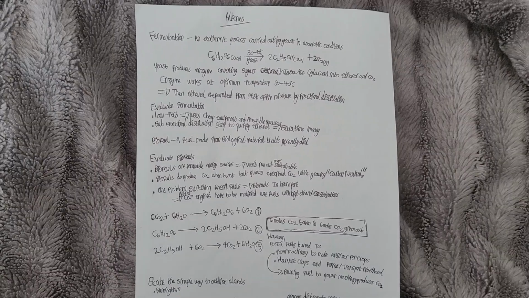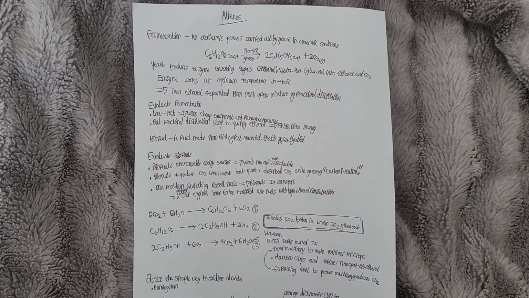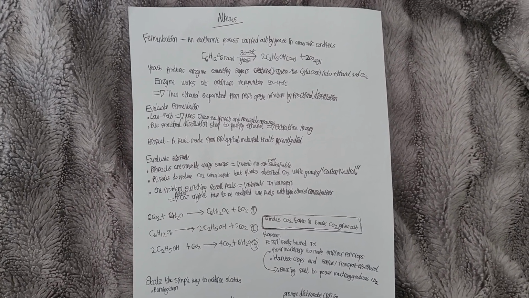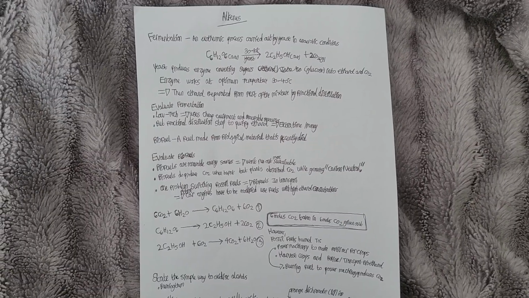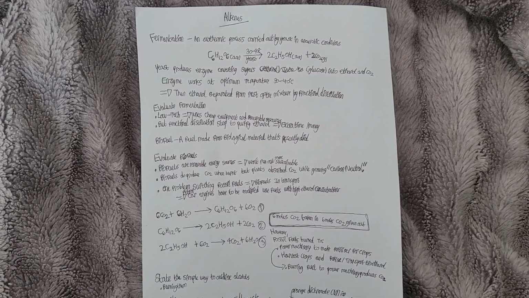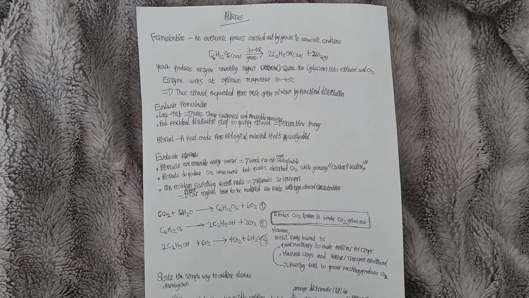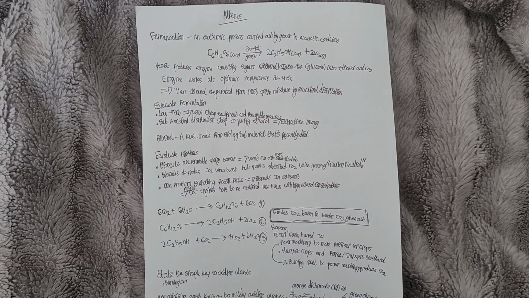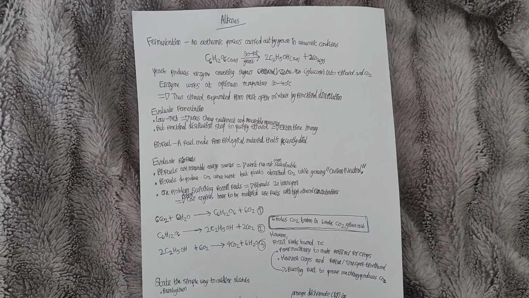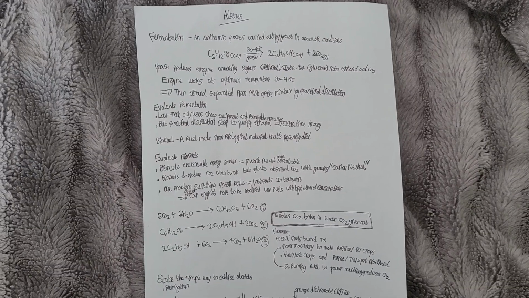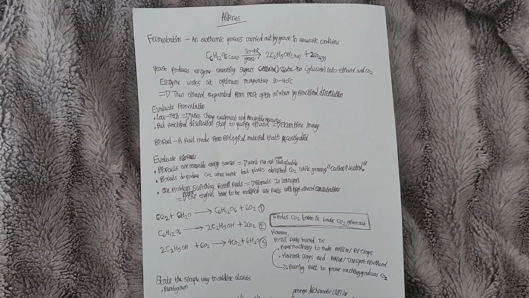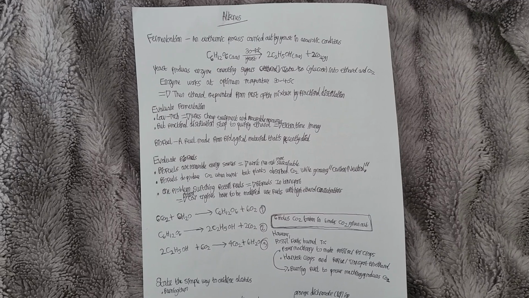Evaluating fermentation: it is low tech, uses cheap equipment and renewable resources. But the ethanol needs to be separated by a fractional distillation step to purify it, which takes extra time and money.